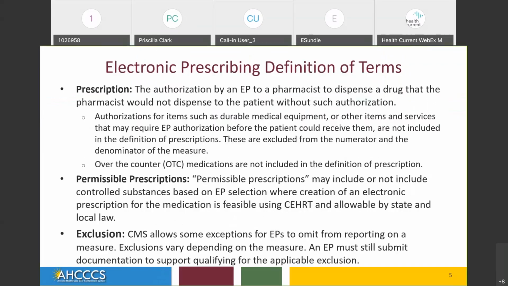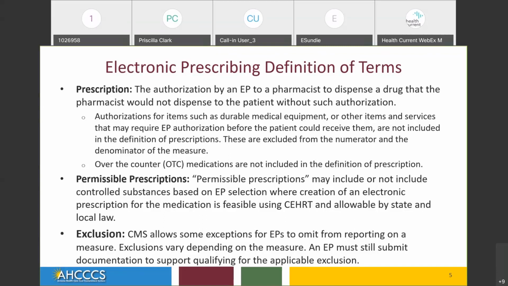Prescription definition is the authorization by an EP to a pharmacist to dispense a drug that the pharmacist would not dispense to the patient without such authorization. Authorizations for items such as durable medical equipment or other items and services that may require EP authorization before the patient could receive them are not included in the definition of prescription. These are excluded from the numerator and the denominator of the measure. Over-the-counter, or OTC, medications are not included in the definition of prescription.